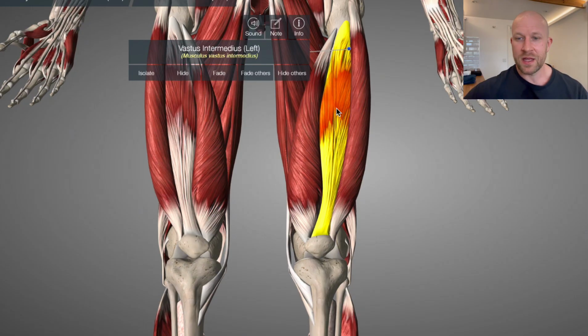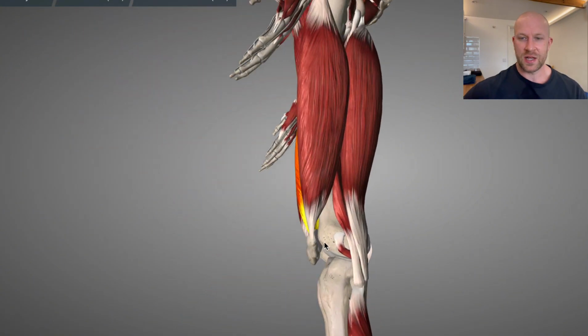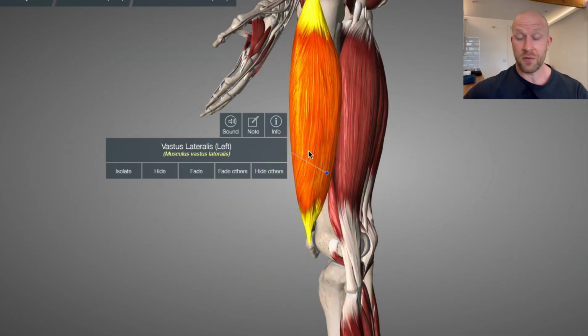heads. On the inside, we've got vastus medialis, which is often referred to as the teardrop muscle of the quad because it can look like that when it's got skin on top. The third and final is vastus lateralis. So the biggest of the three is the outer quad, sits on the lateral side.